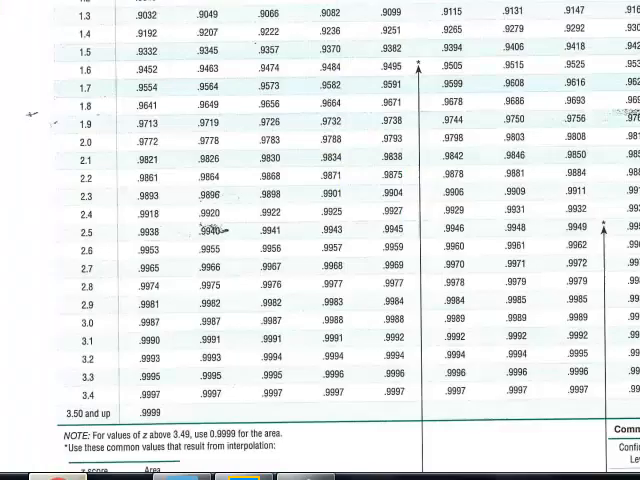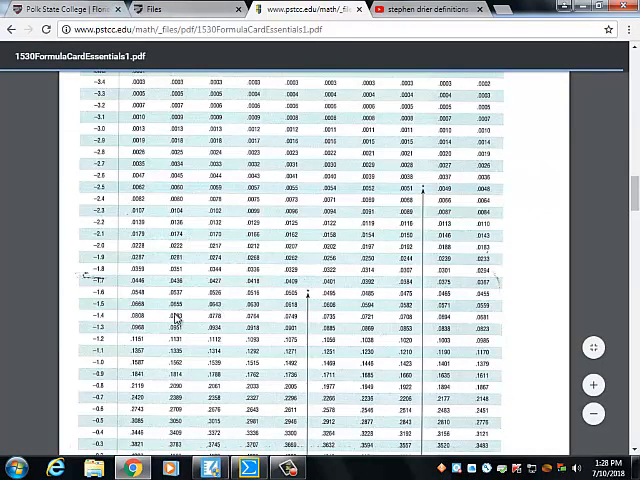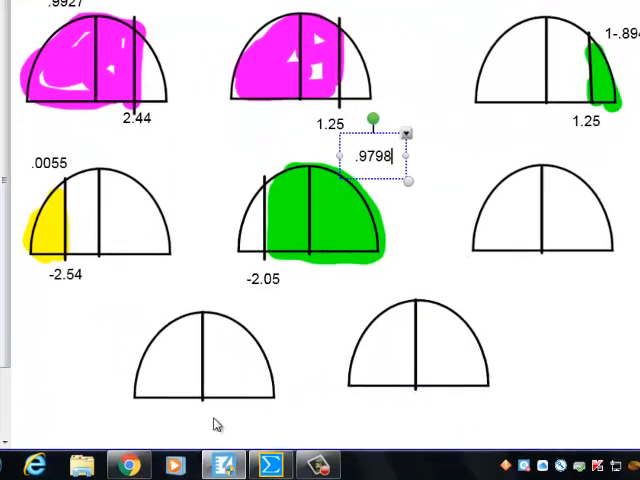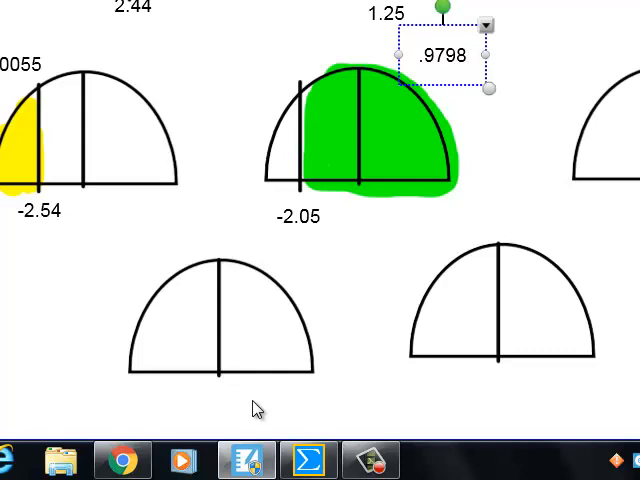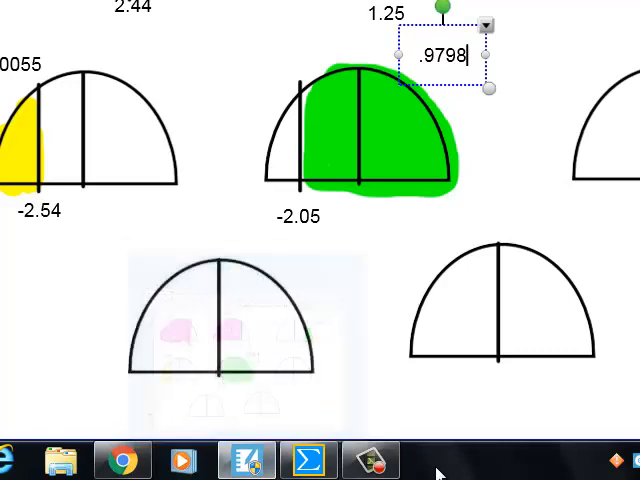Okay, again, if you did go to the negative chart and you looked up 2.05, you would actually have to subtract that number from 1. Okay, so big area uses a positive chart, small area uses a negative chart, and then make sure you look at section 6 or video 6.3 and 6.6.5 for examples of how we're going to use the z-score. Thank you.